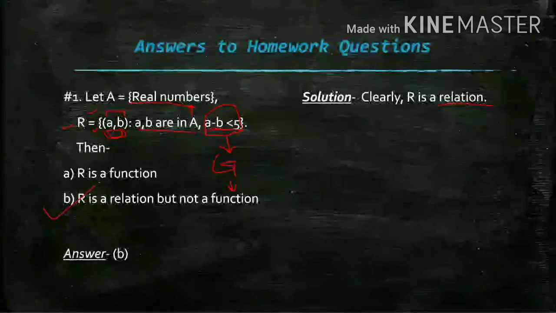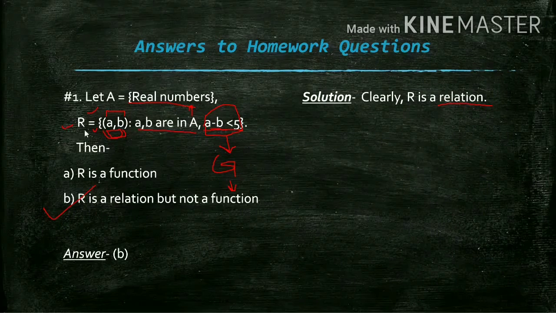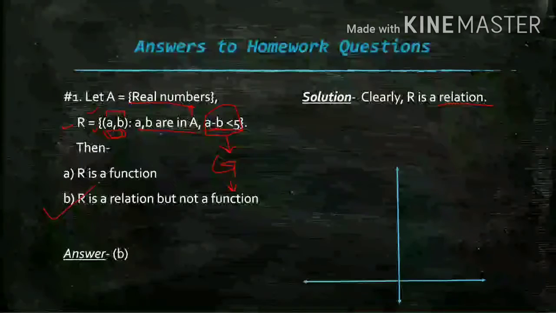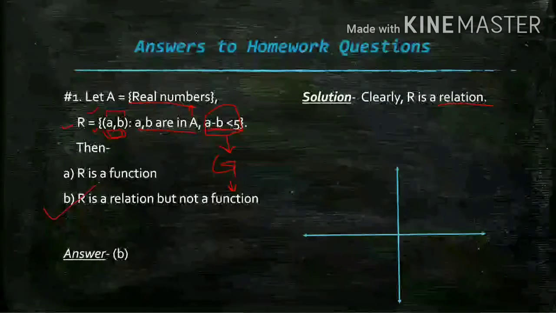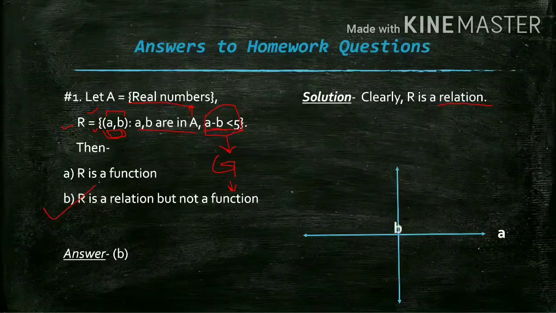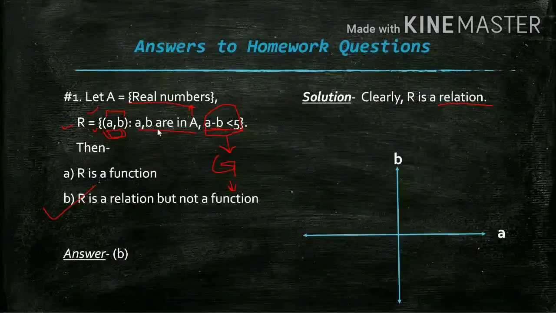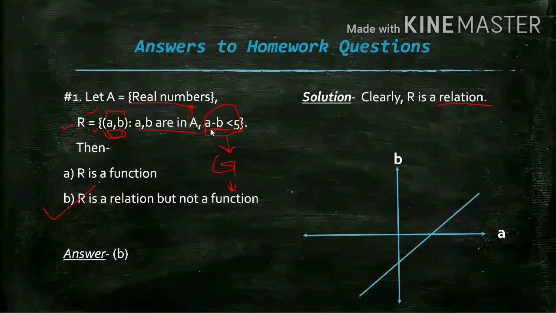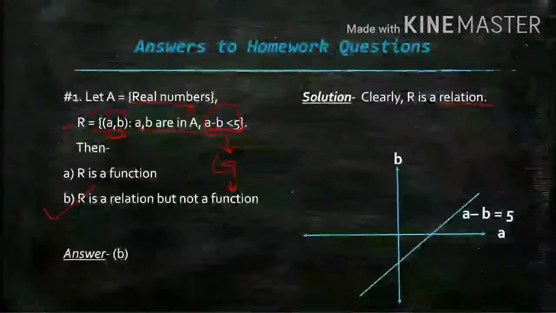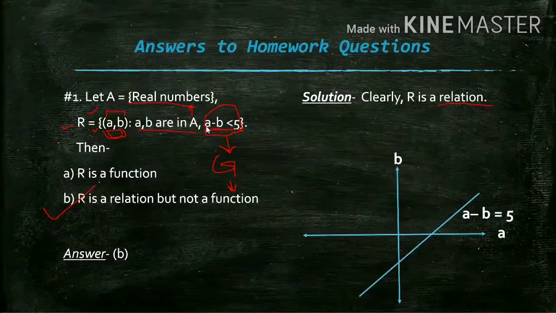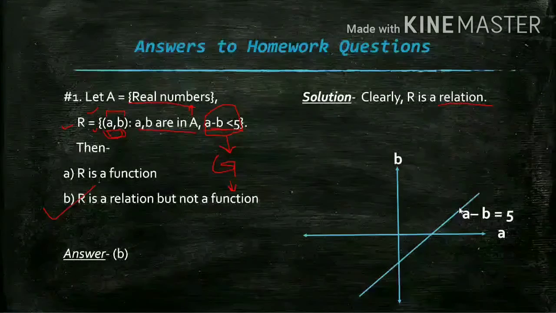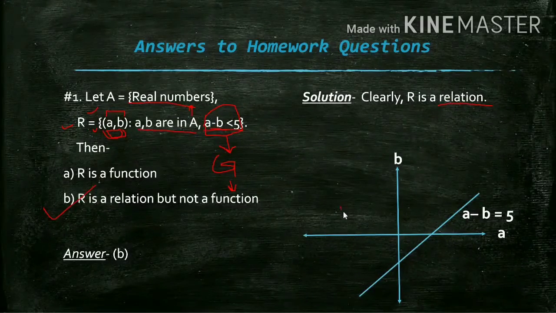So let's draw this graph and find out what can be the elements of this relation. So let me draw the axes first and name the x-axis as a and the y-axis as b, because that is given to me. Okay. So now let me just draw this graph. I am drawing the graph of a minus b equals 5, because I need to find the graph of a minus b less than 5. So that would be either the region above this line or the region below the line.